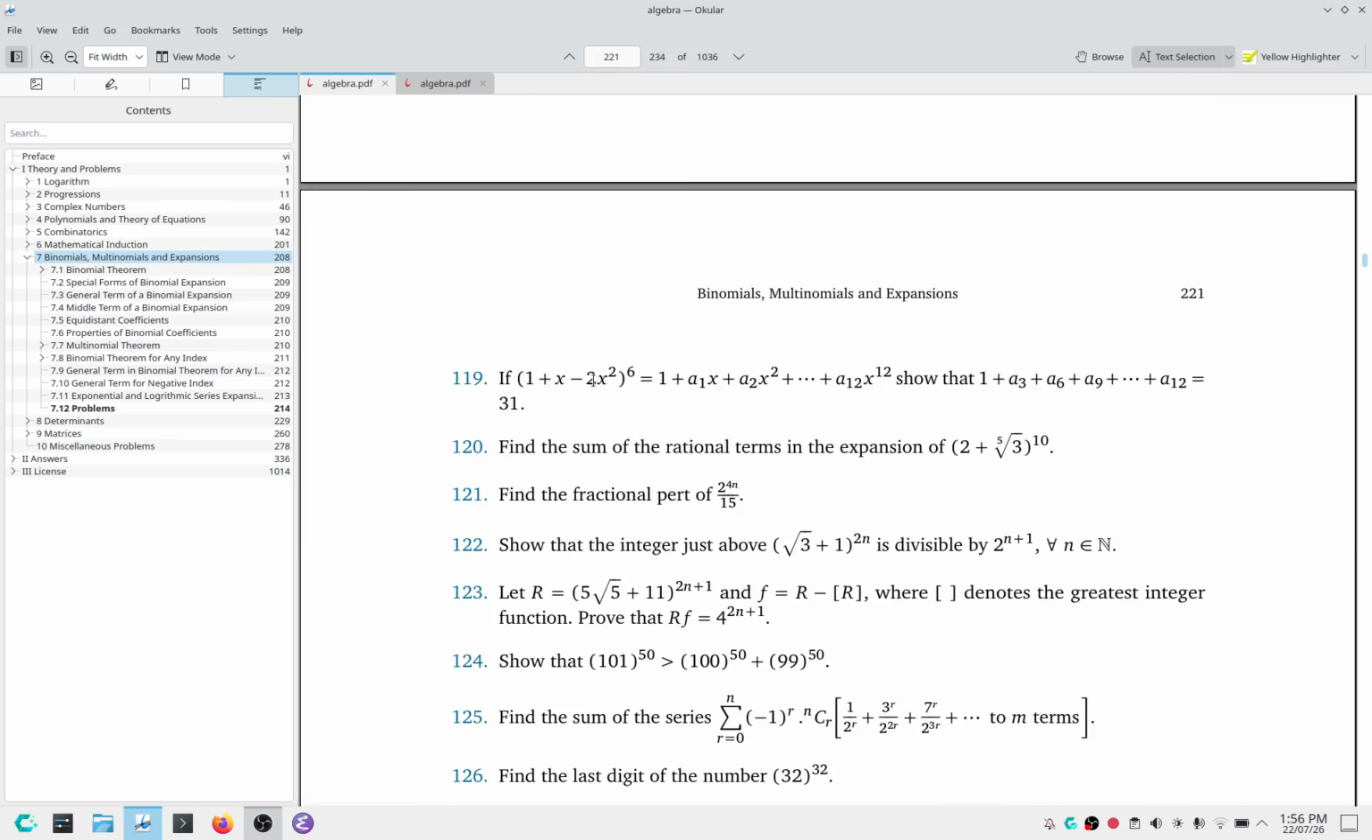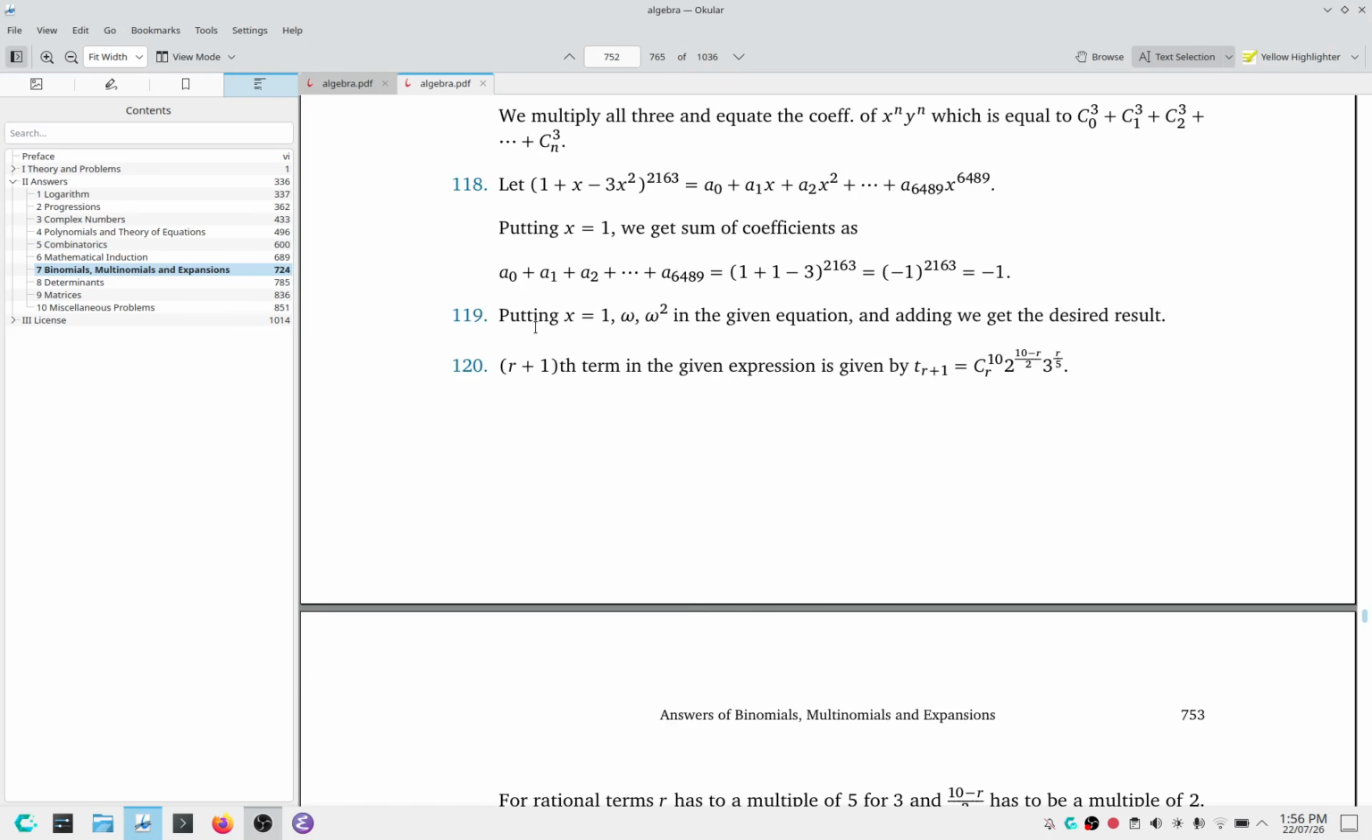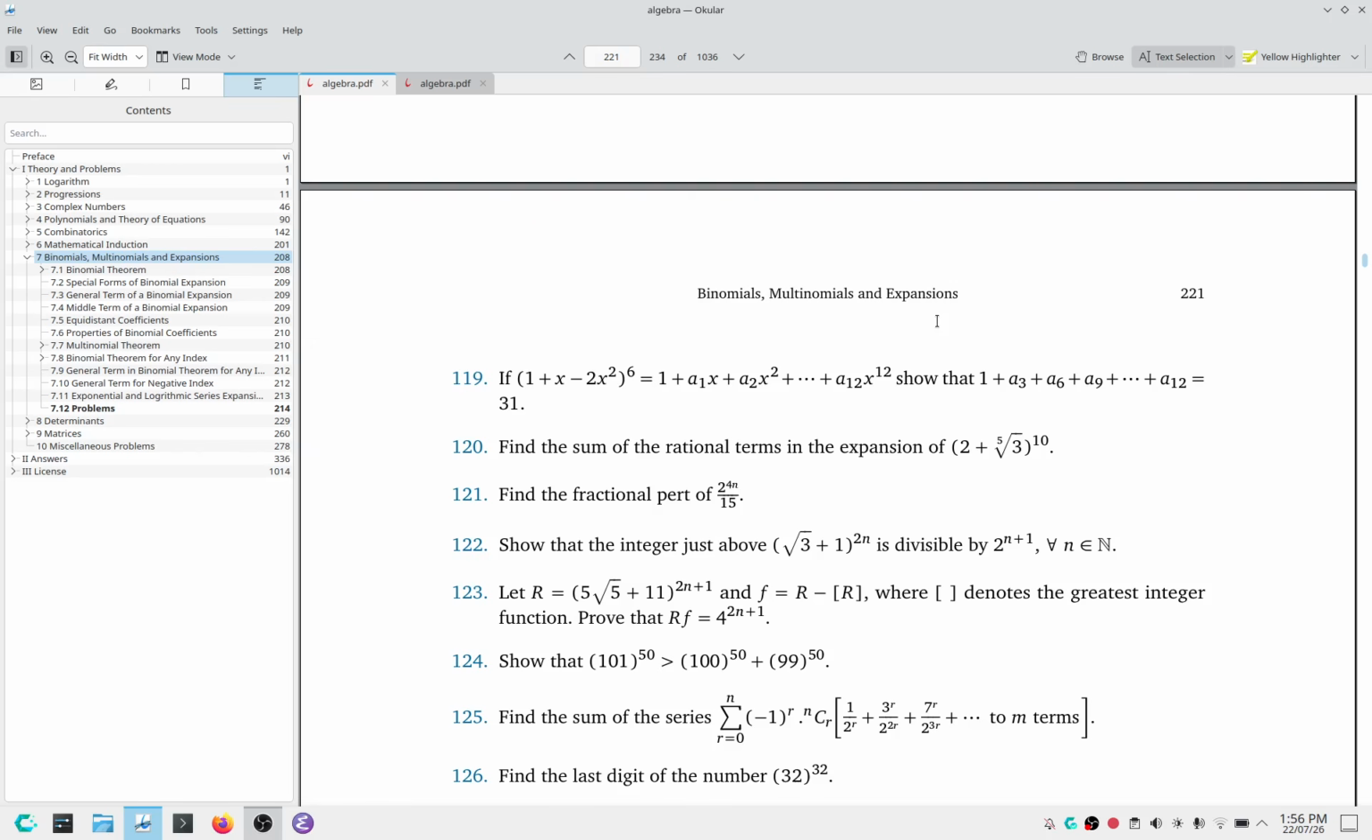If (1 plus x minus 2x squared) to the power 6 is equal to 1 plus a1x plus a2x squared plus up to a12x to the power 12, show that 1 plus a3 plus a6 plus a9 plus a12 is equal to 31. So what you need to do is put x equal to 1, omega, omega square in the given equation, and add, and you will have the desired result. You need to do it. I'll tell you how it becomes.